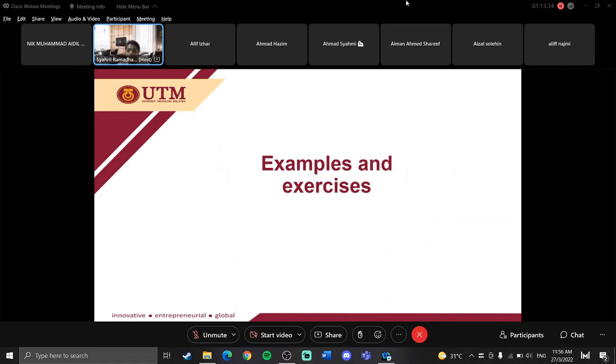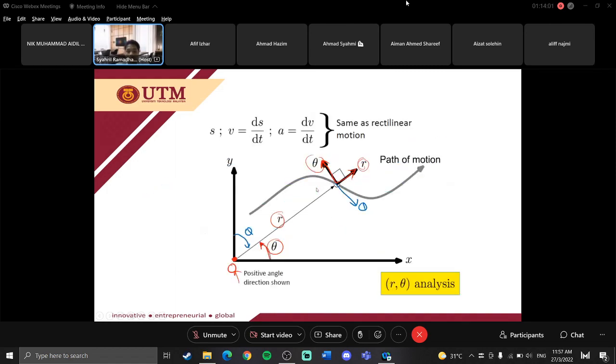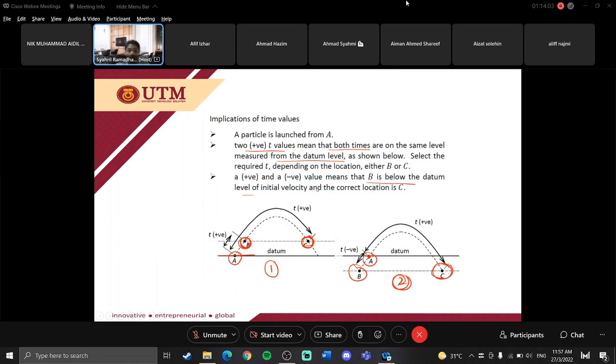Then we can do the examples and exercises. For now, any question? Ada soalan ke? No. Okay, if you don't have any question, I think we take a break for around 5 minutes, so that you can look back at the previous equations and previous information before we do the example exercise.